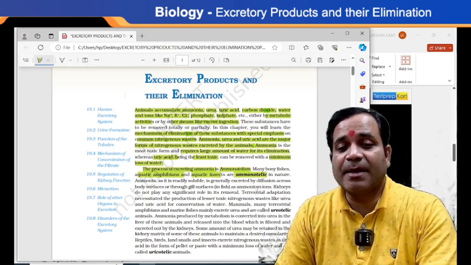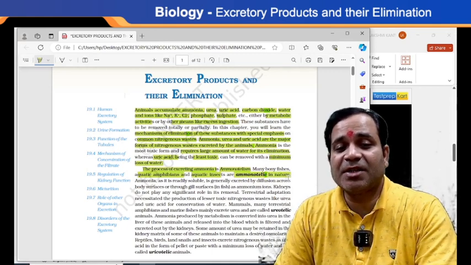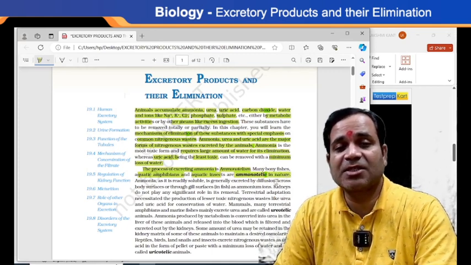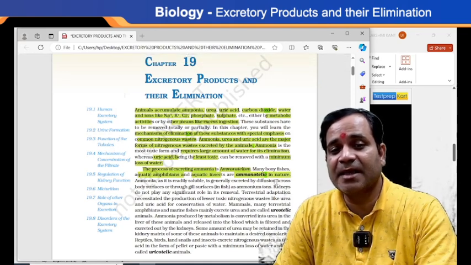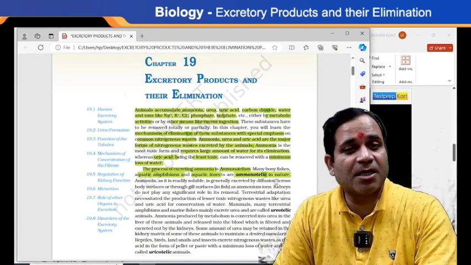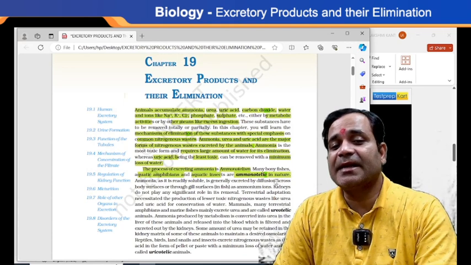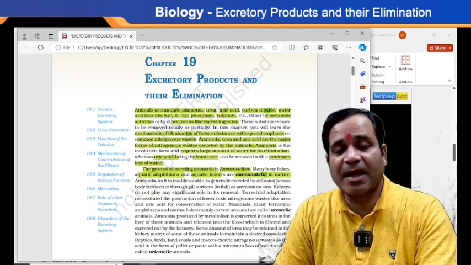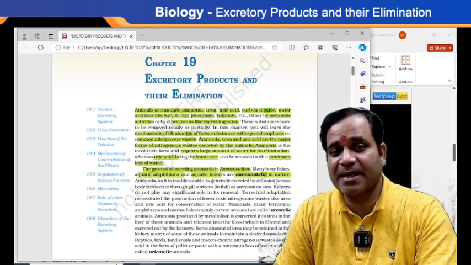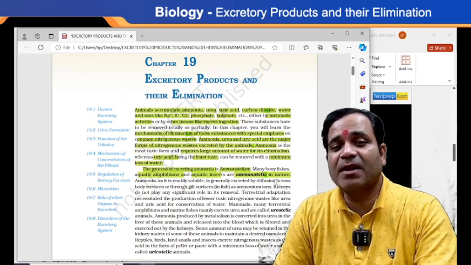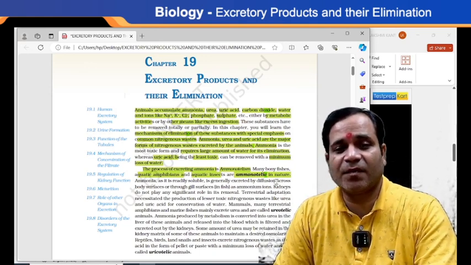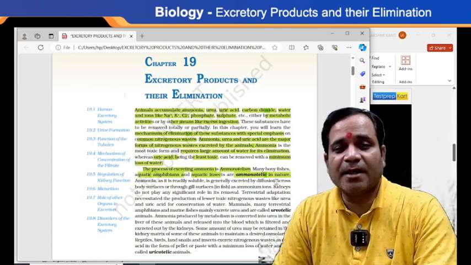Because ammonotelic in nature means that the amphibians will excrete their harmful materials in the form of what? Ammonia, my dear. That is known as ammonotelism, and all the bony fishes as well as the amphibians remove their waste material, but they need what? Less amount of water. Yes or no?